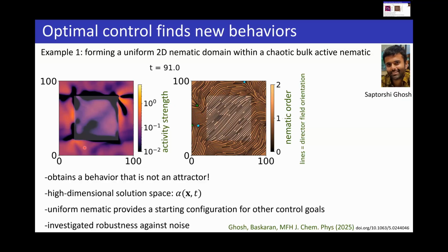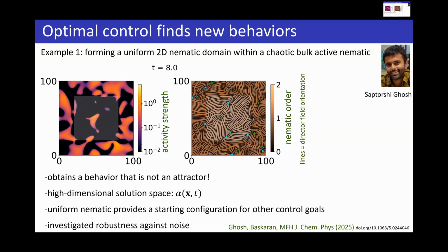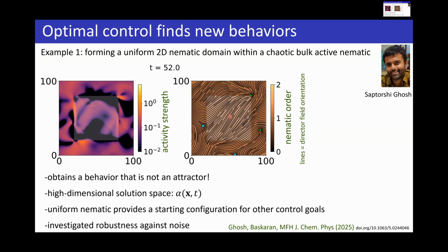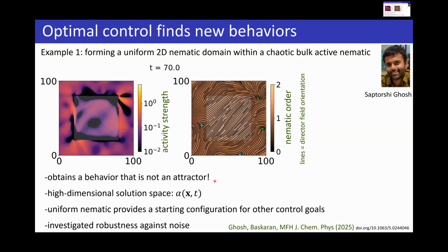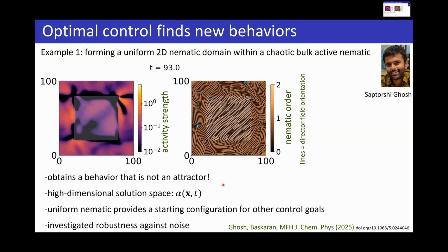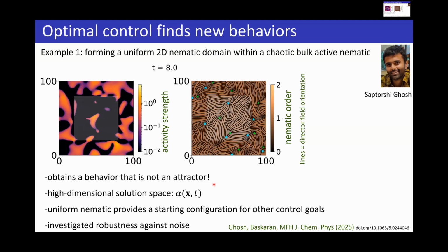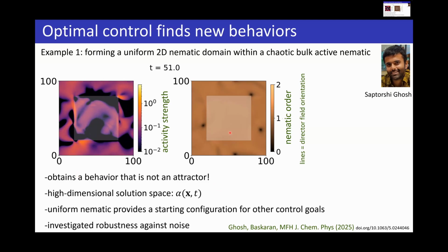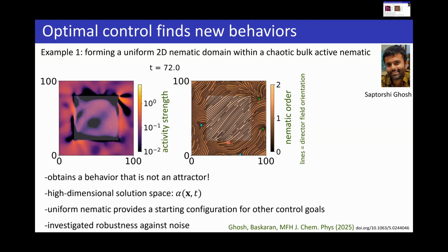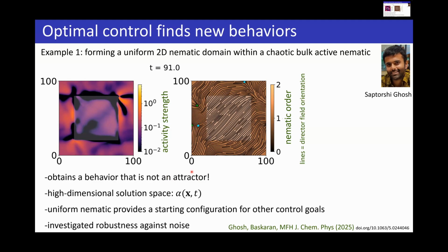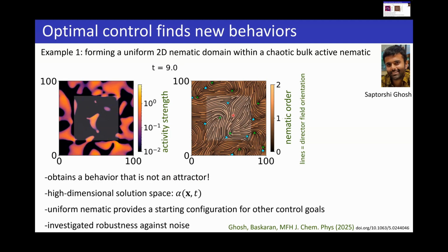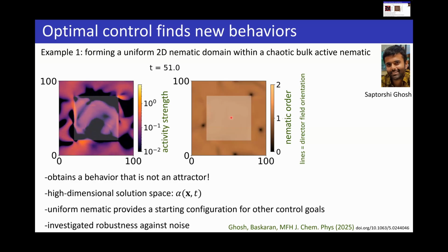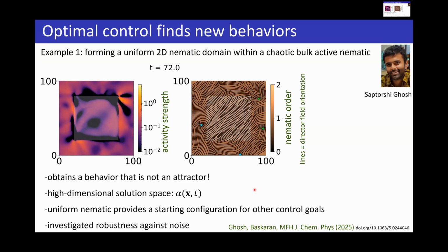And then at later times, we need activity near the boundaries in order to keep any further defects from getting into this region. So there's just a couple of important things to say about this solution. First, this is a behavior that you could never achieve in the absence of control, because this is definitely not an attractor of the natural system dynamics. This shows you that you can get non-attractor states through control.